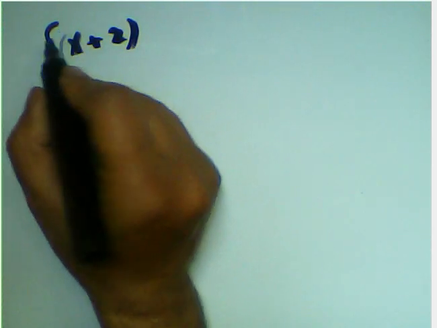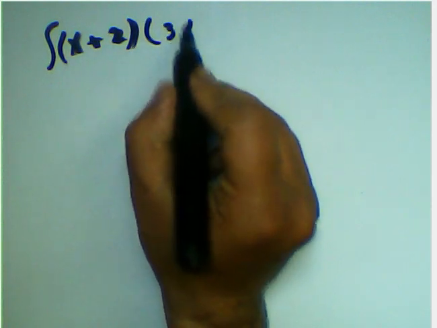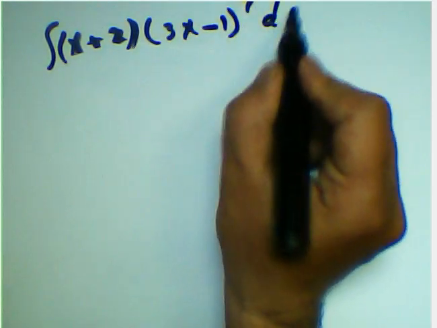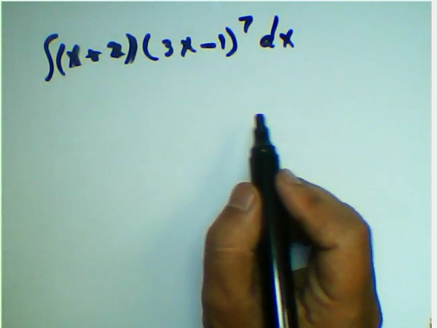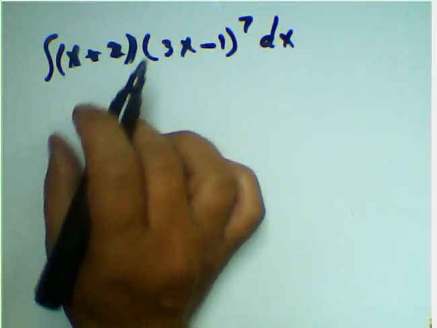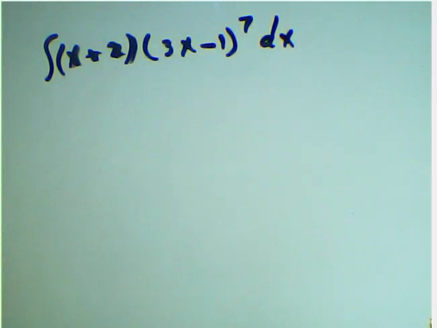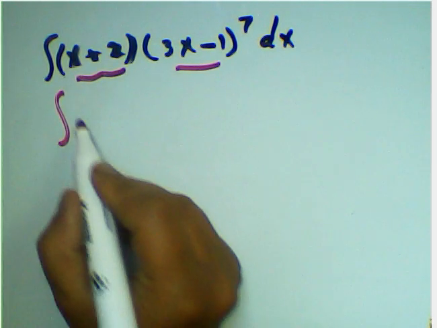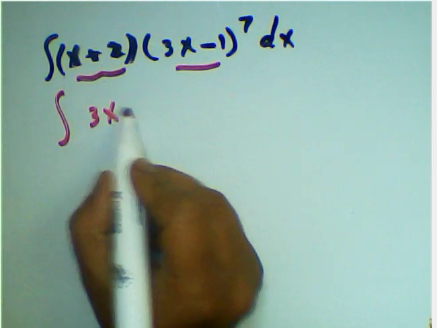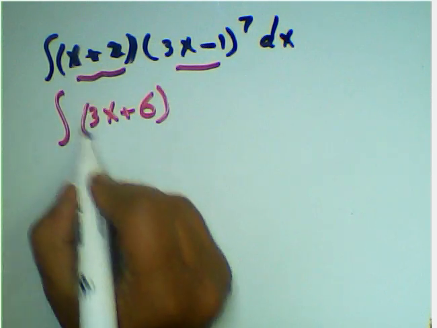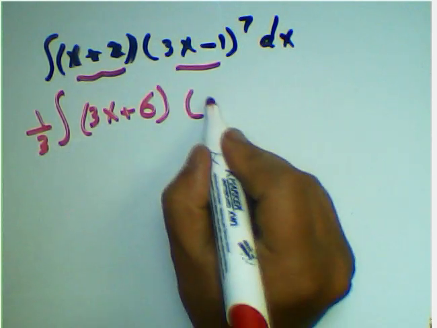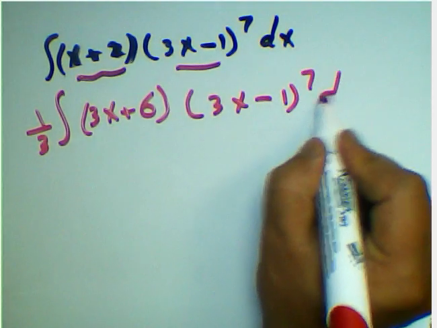New question here, integration of (x plus 2) multiplied by (3x minus 1) all to the power 7 dx. Okay, in this example we must convert this expression to this expression to use the rule. We must multiply by 3 first. It will be 3x plus 6, and we can divide it by 3 outside. Multiplied by (3x minus 1) all to the power 7 dx.